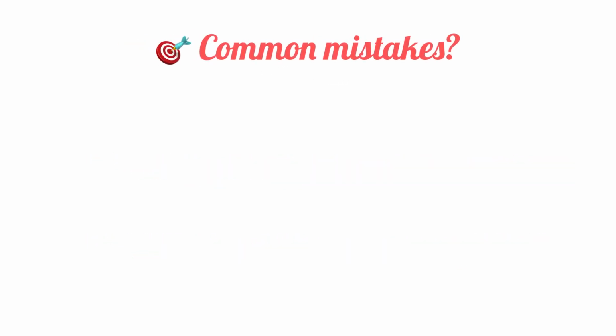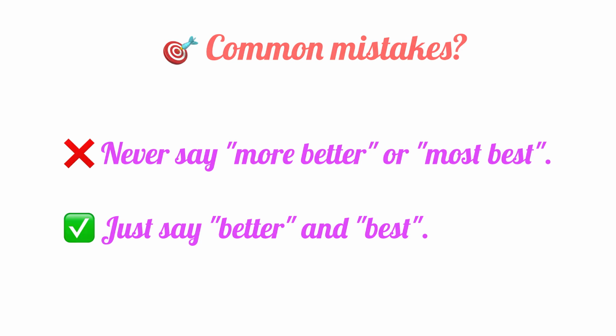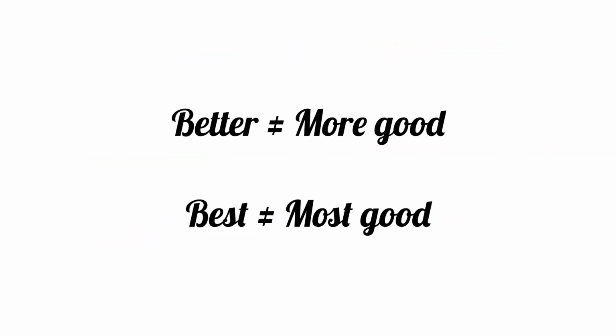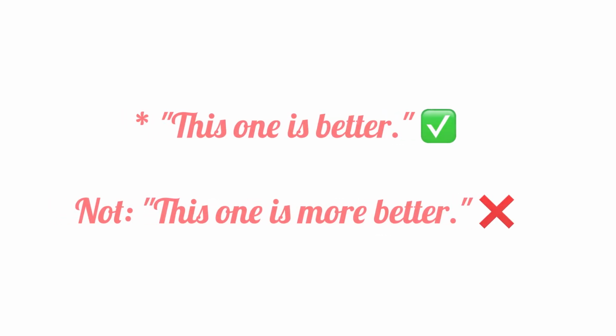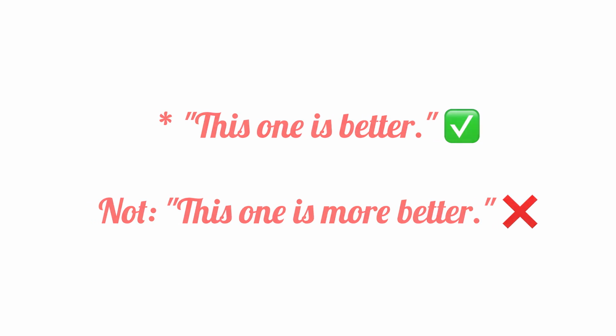Common mistakes: never say more better or most best. Just say better and best. Better does not equal more good. Best does not equal most good. Say, this one is better. Not, this one is more better.